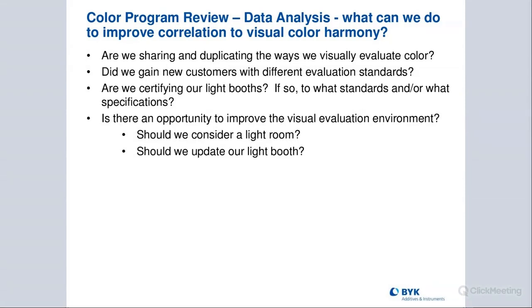So what can we do to improve correlation to visual color harmony? We started off with saying that we wanted either to have a manufacturing environment that has harmony and color consistency, or we're a paint manufacturer, we want color consistency and we want to match visually. This is really making sure that however we're looking at color, we're doing it consistently and it's repeatable, and it can do it in multiple sites.